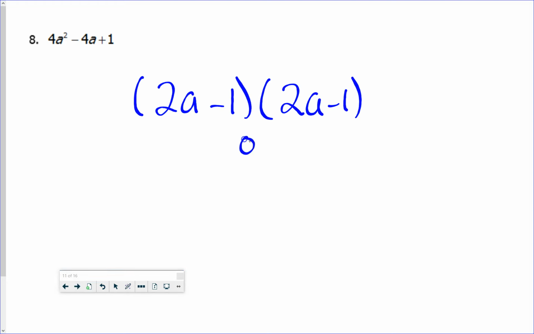What is another way we could write that answer? 2a minus 1 squared. Yes, 2a minus 1 squared. So either way, that is the right answer. Good.